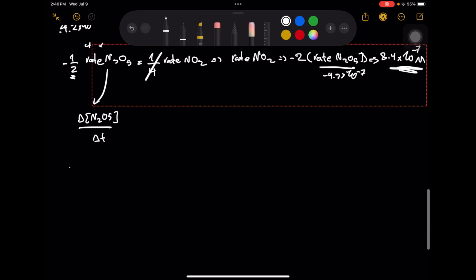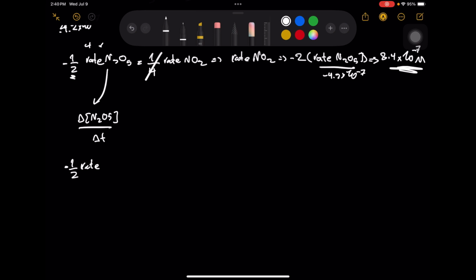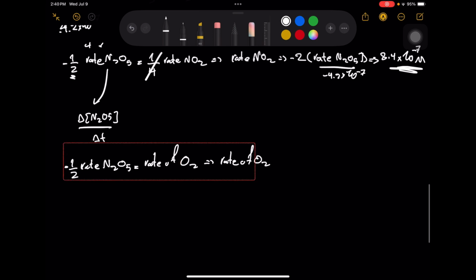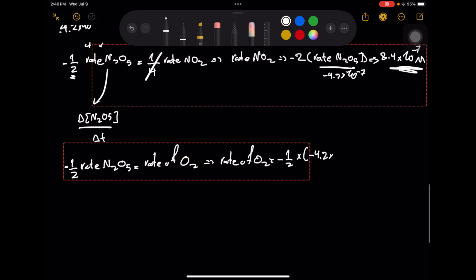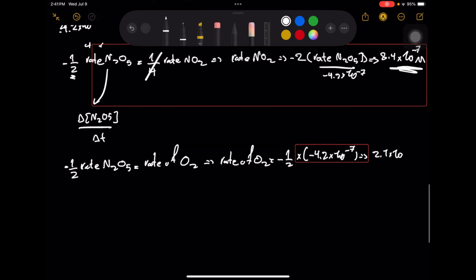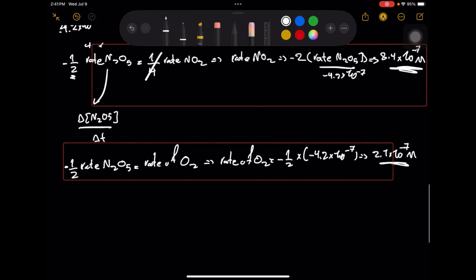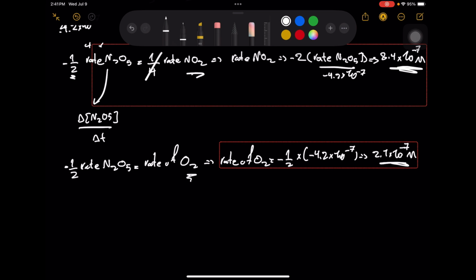For the O2, again, we say that -1/2 rate of N2O5 equals the rate of O2. So the rate of oxygen equals -1/2 times -4.2 times 10 to the power of -7. So the final answer would be 2.1 times 10 to the power of -7 molar. That's the rate for O2, and that's for NO2. And that's how we calculate it.